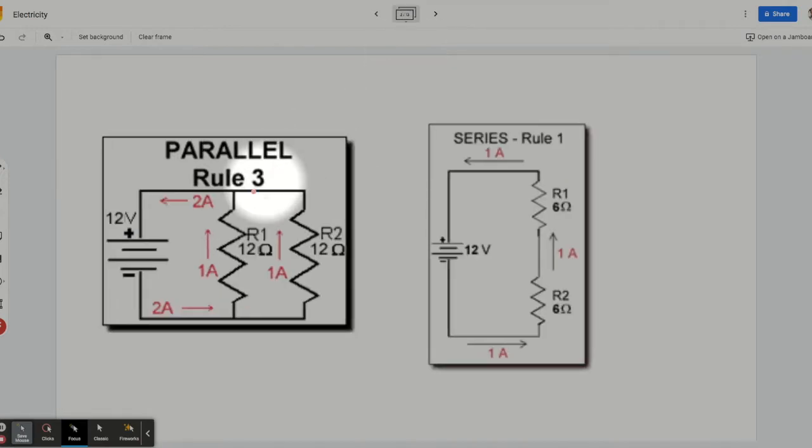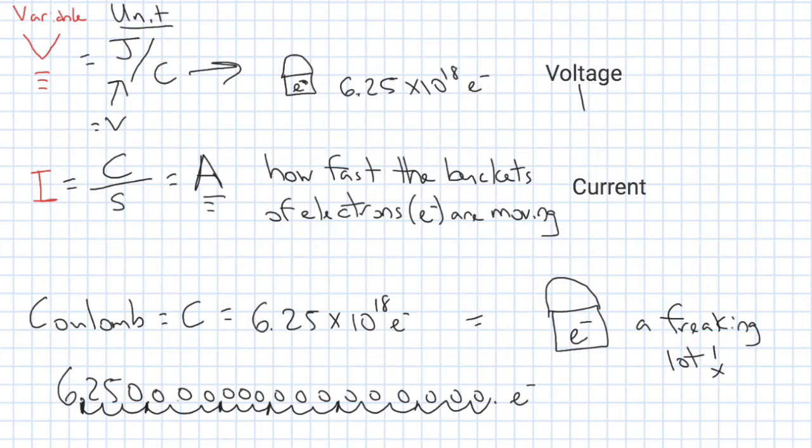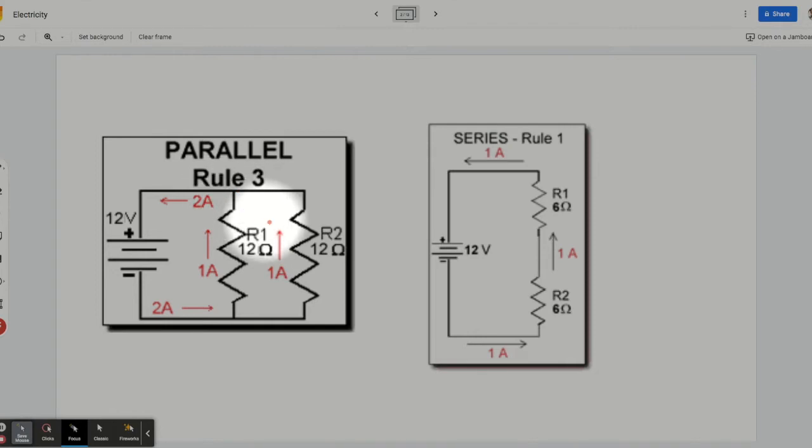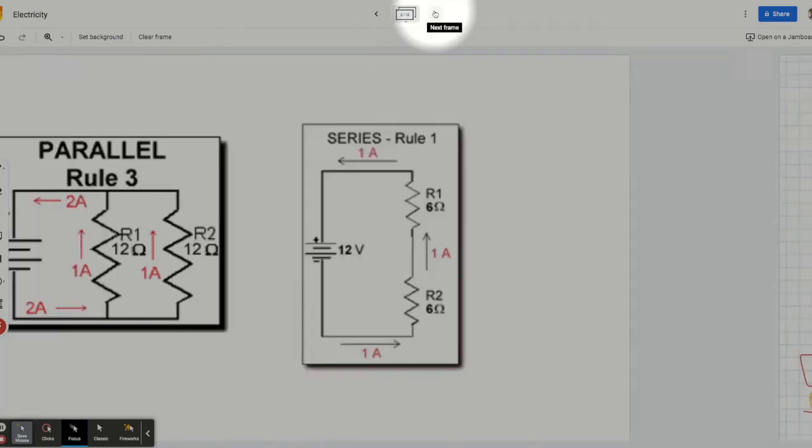Next one I want to talk about is the current. In a series circuit, it's pretty easy. Think of a lazy river. It's not changing. It's going to be the same current the entire time, like a lazy river you're on with an inner tube. In the parallel, if you're diverting water from a river, the flow is not going to be as strong where you diverted it. So it went from 2 amps, 2 coulombs passing a point per second, to 1. Then when these two rivers meet back up, it gets back up to 2 amps. So the current changes in a parallel circuit but not in a series circuit.